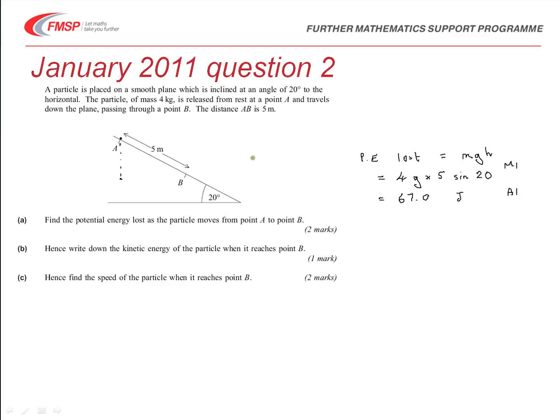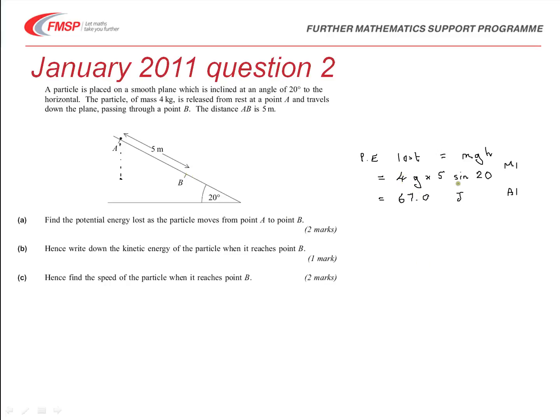The second part of the question says, hence write down the kinetic energy of the particle when it reaches B. Well, the kinetic energy of the particle at A was 0 because it was stationary, it was released from rest, and so any gain in kinetic energy must be equal to the loss in potential energy.